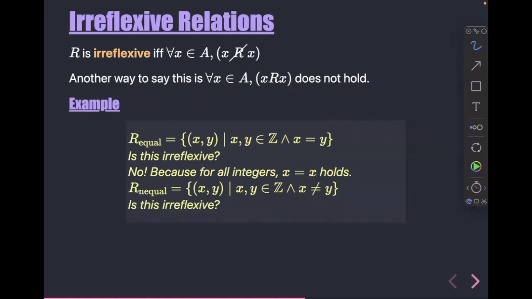What about the non-equal? This is irreflexive, right? Because for all integers, it's true that you can't say something doesn't equal itself. So this is going to be irreflexive.